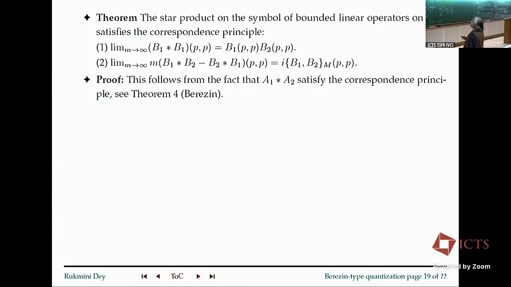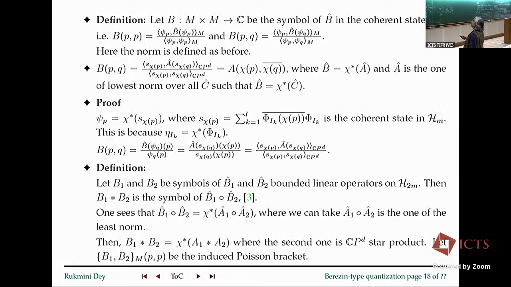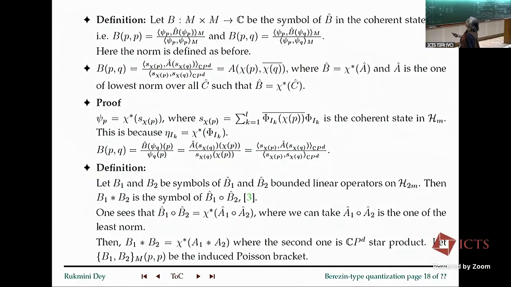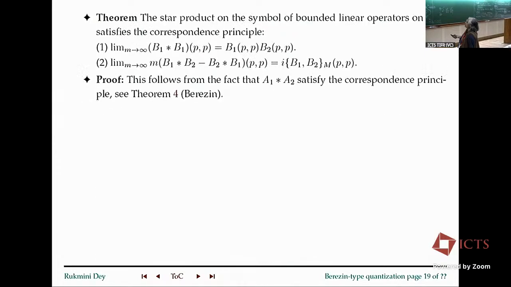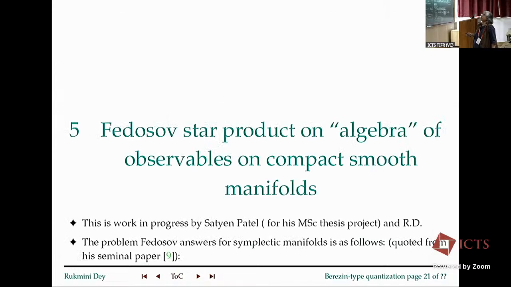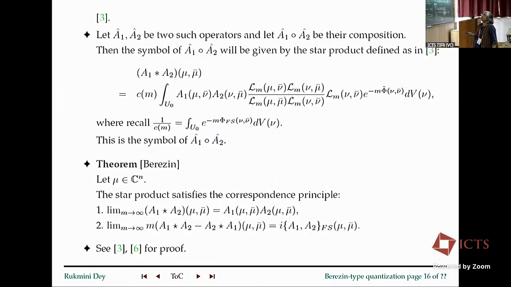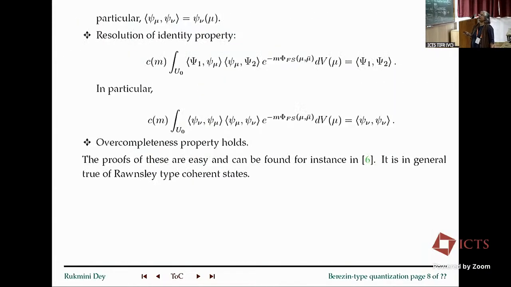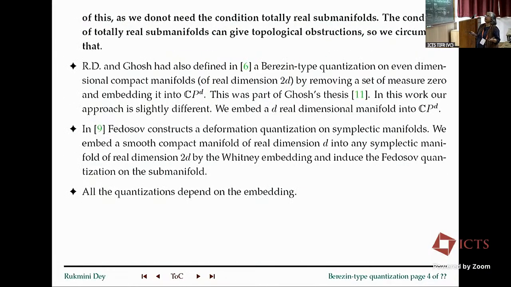It follows again because A1, A2 themselves, remember, B hat was chi star A hat, the least norm. That's why this was useful. Sorry, the correspondence principle is holding because it held for A1 and A2. So actually I've come to the end of my talk. I'll just go through the introduction. I didn't go into the introduction much, but that could be like a conclusion too.